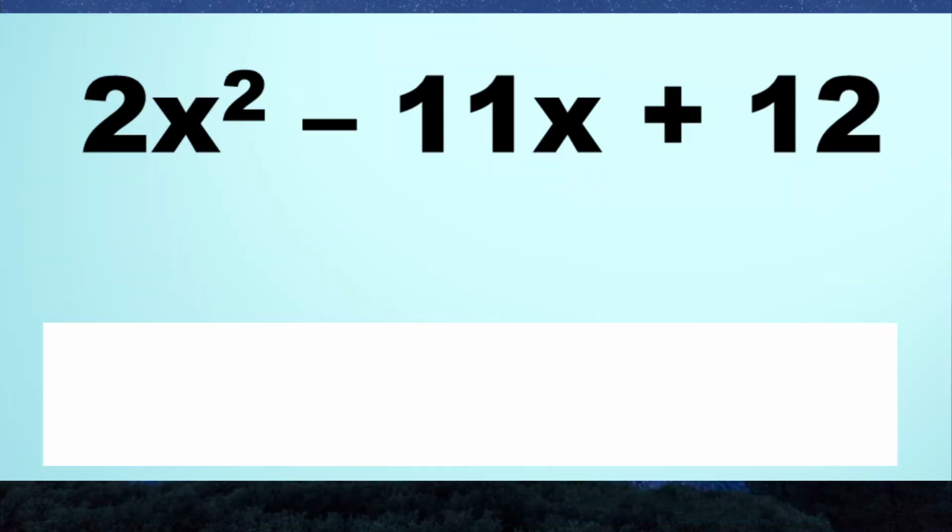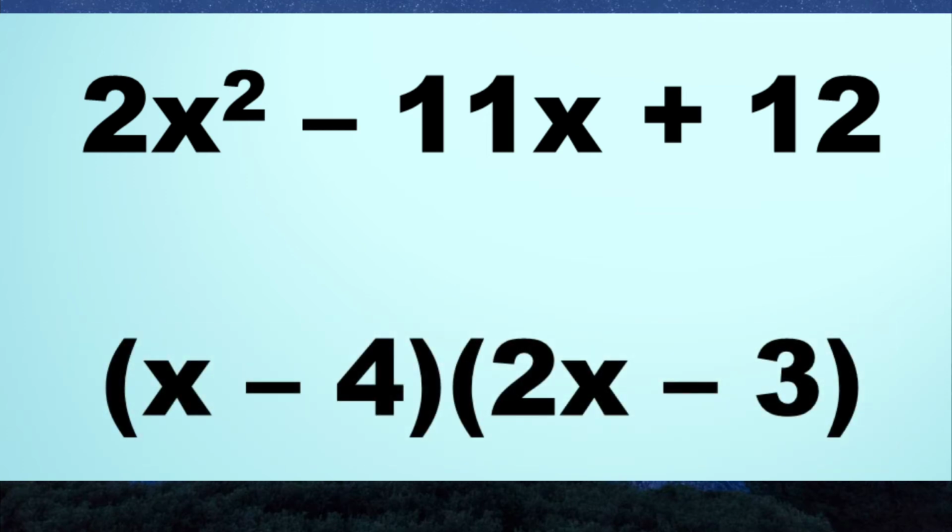In order to understand further, I will give you this trinomial and I want you to find its factors: 2x squared minus 11x plus 12. So, what is your answer? Okay, the answer is the quantity x minus 4 and the quantity 2x minus 3.